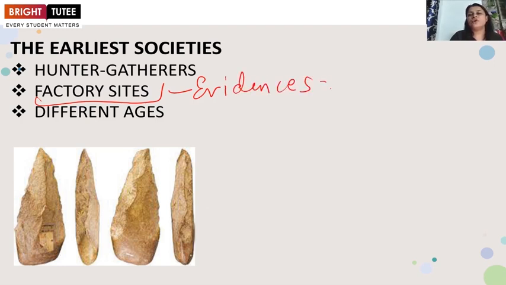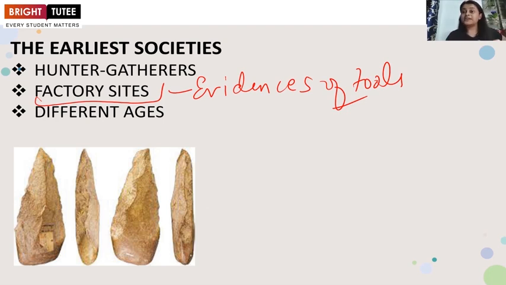Evidences of tools means the sites where human beings used to make their tools, because factory sites and their living sites rarely were similar. Usually factory sites were different, and the places where they used to live were different. So these are about the early society.